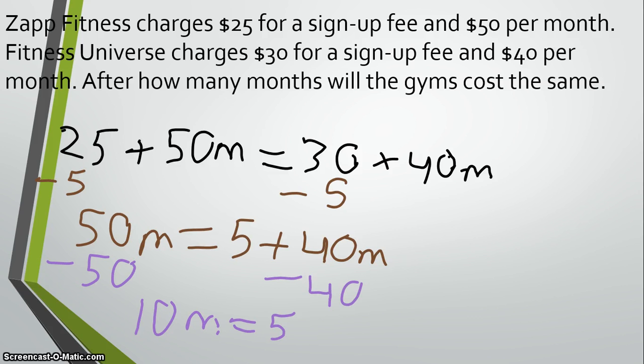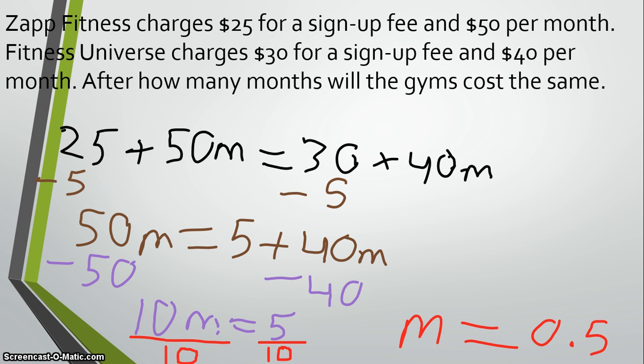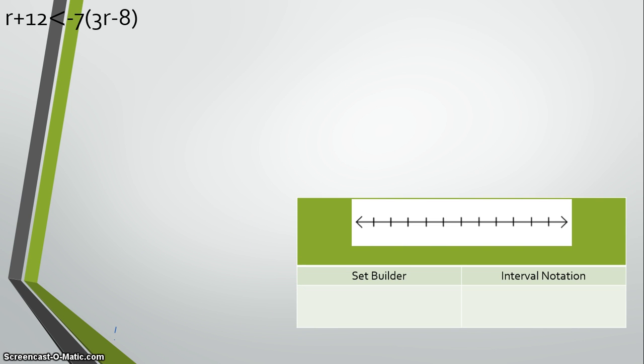Now to get our answer, we need to divide. So it's going to be 10m divided by 10 equals 5 divided by 10. And that'll leave us with m equals 0.5. Next question. Alright, this is an inequality problem. It's going to get pretty complicated, as you can see on the bottom right. But that's for the end of the problem.